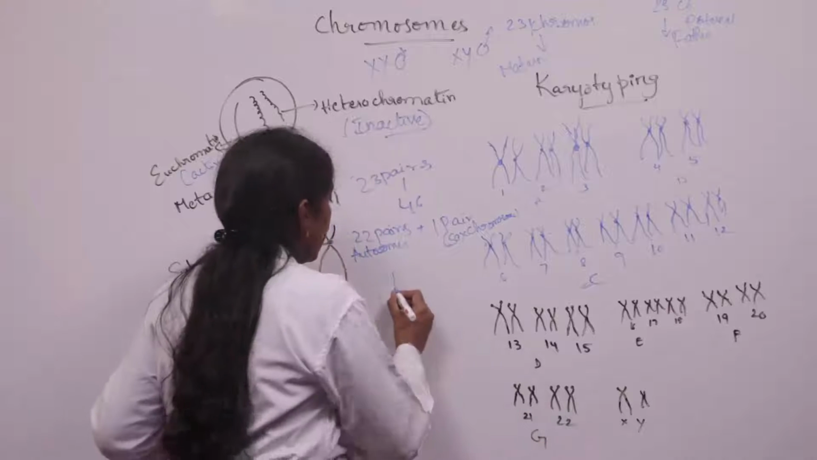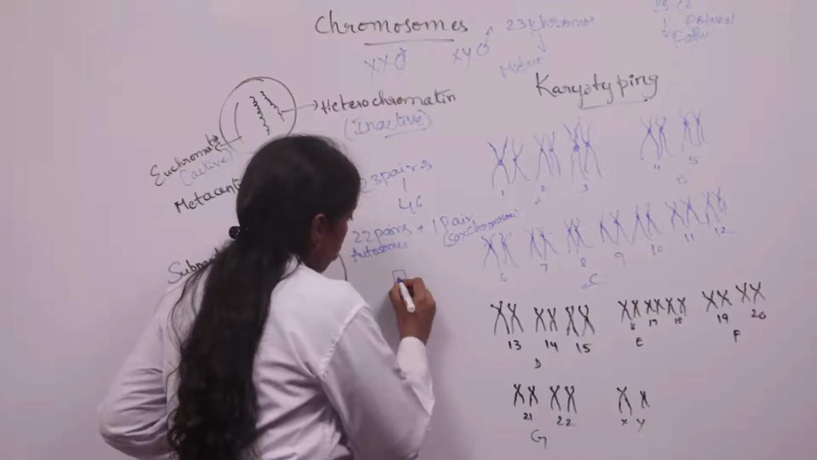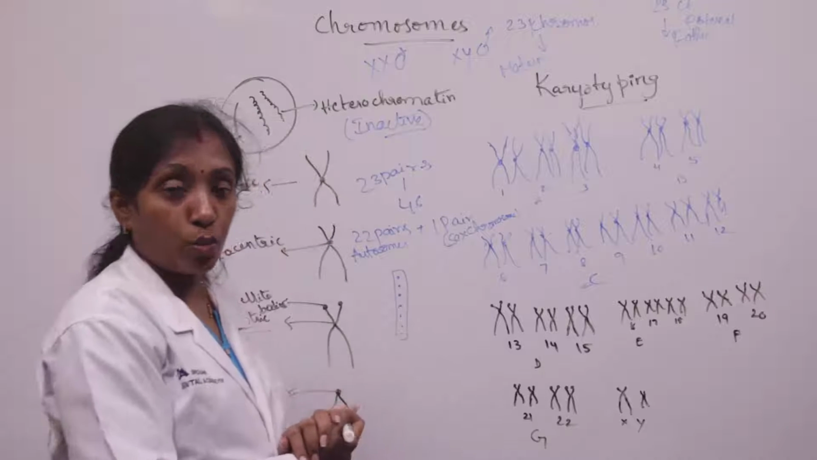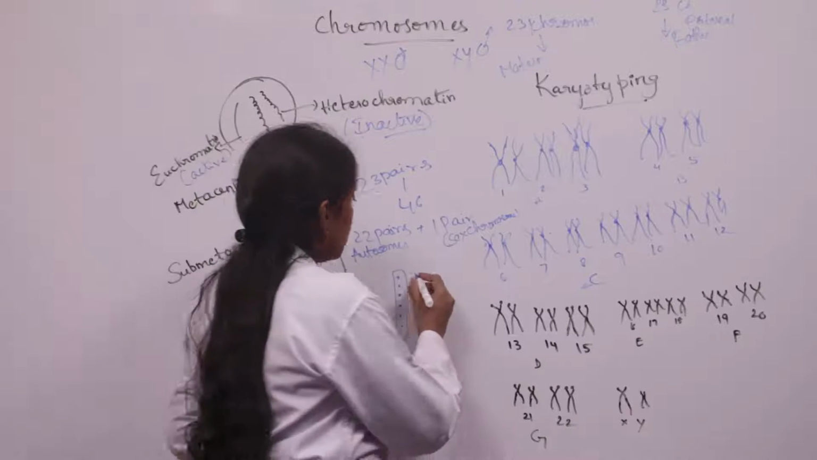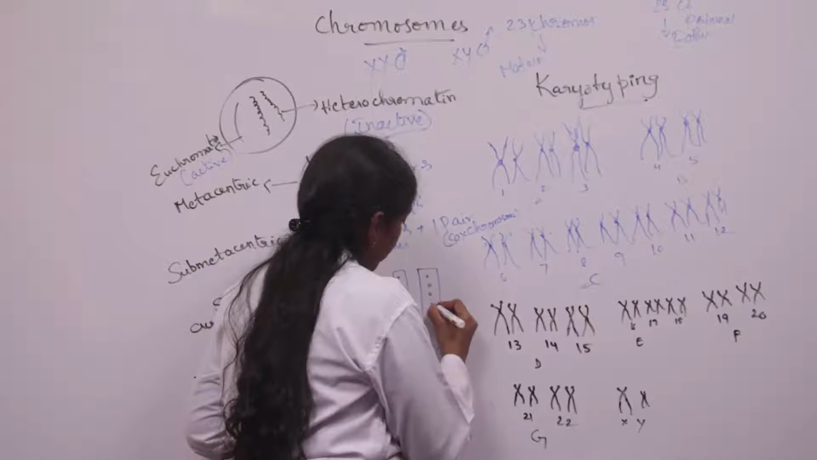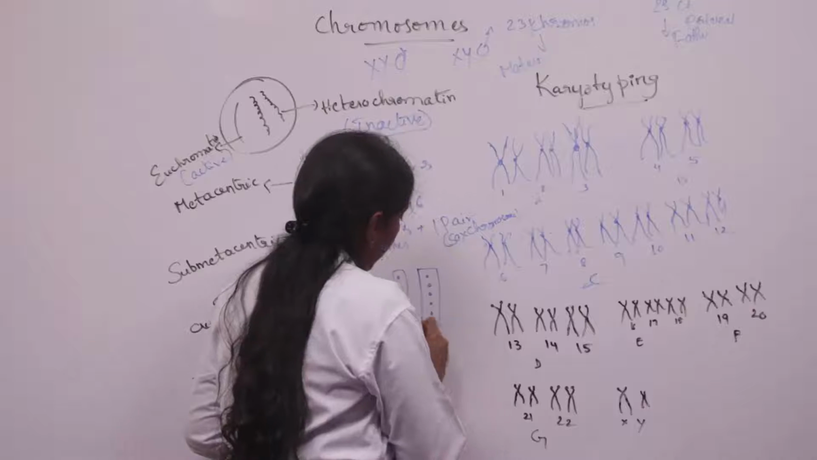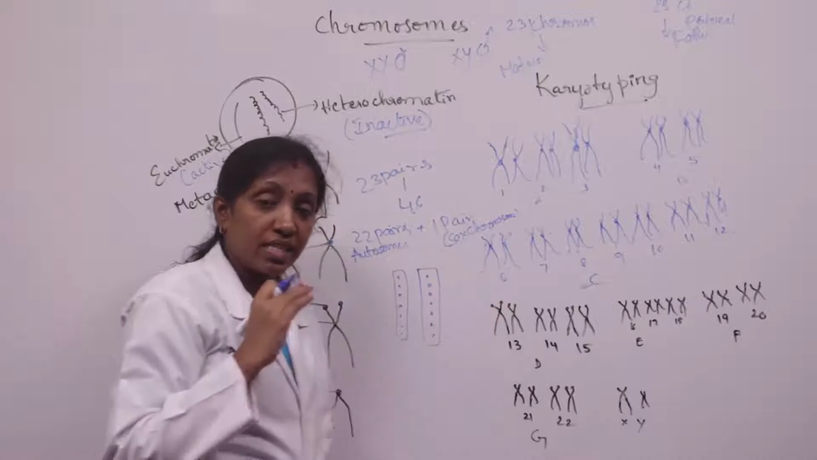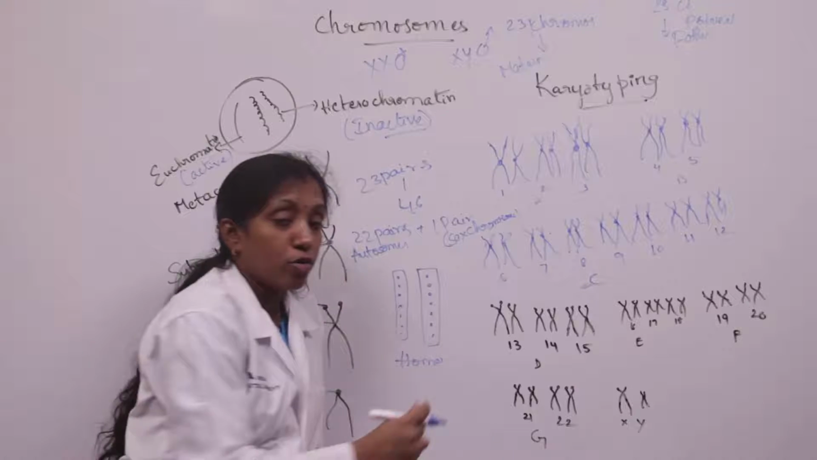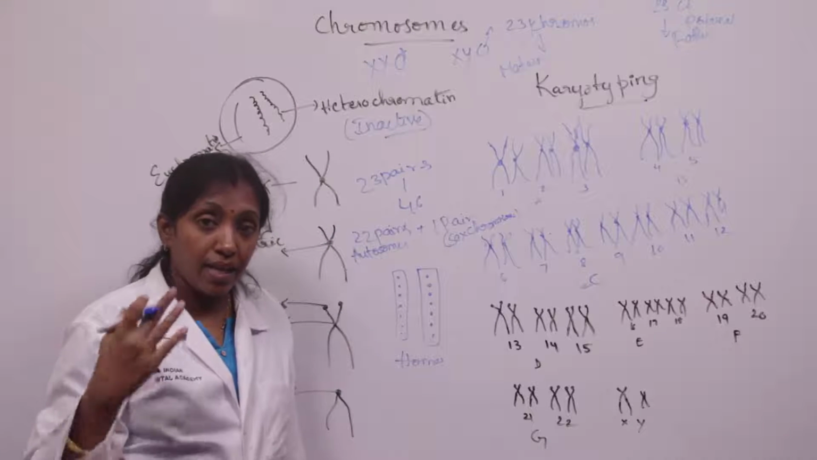Okay, then coming to how the genes are linearly arranged in the chromosomes. The genes are linearly arranged in the chromosomes. If two chromosomes exhibit the same arrangement of genes, then we call them homologous chromosomes. In homologous chromosomes, the arrangements of genes are the same.